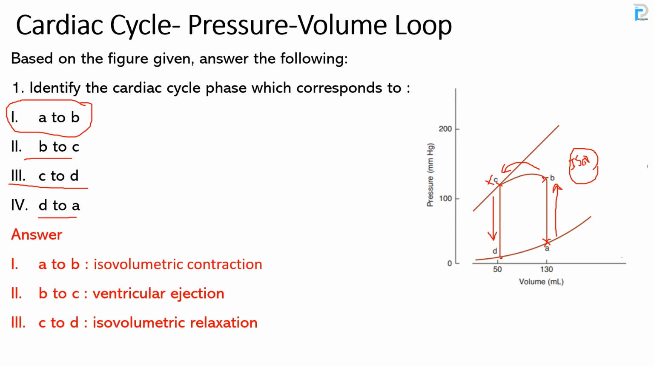Our last one is D to A. We see here an increase in the ventricular volume, from 60 going now to 130. Ventricular volume increase means that there is more blood coming into the ventricle, so that indicates ventricular filling.